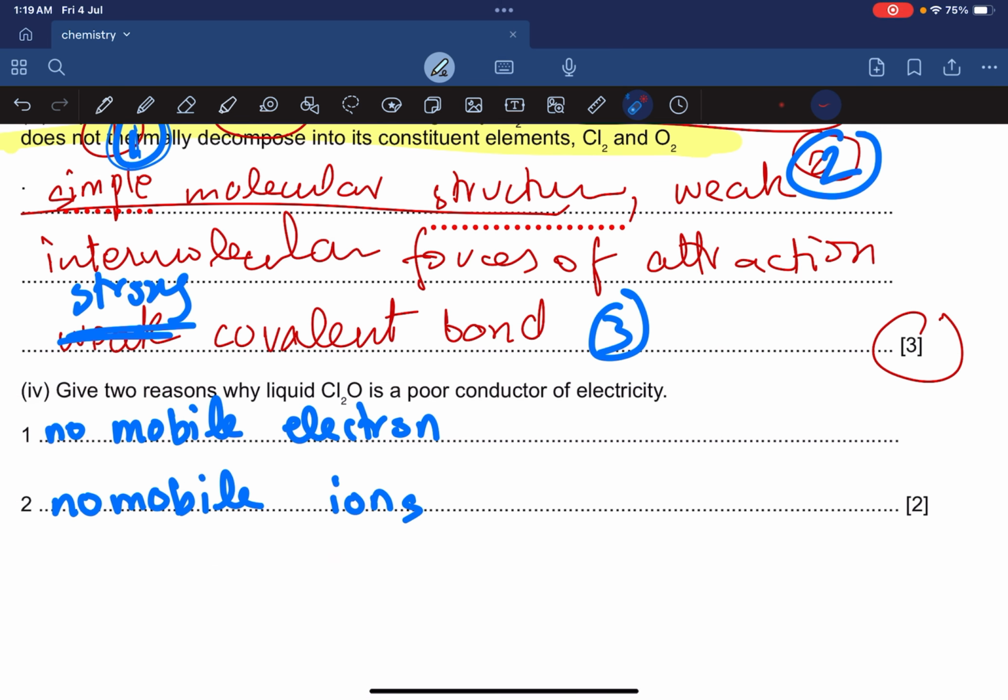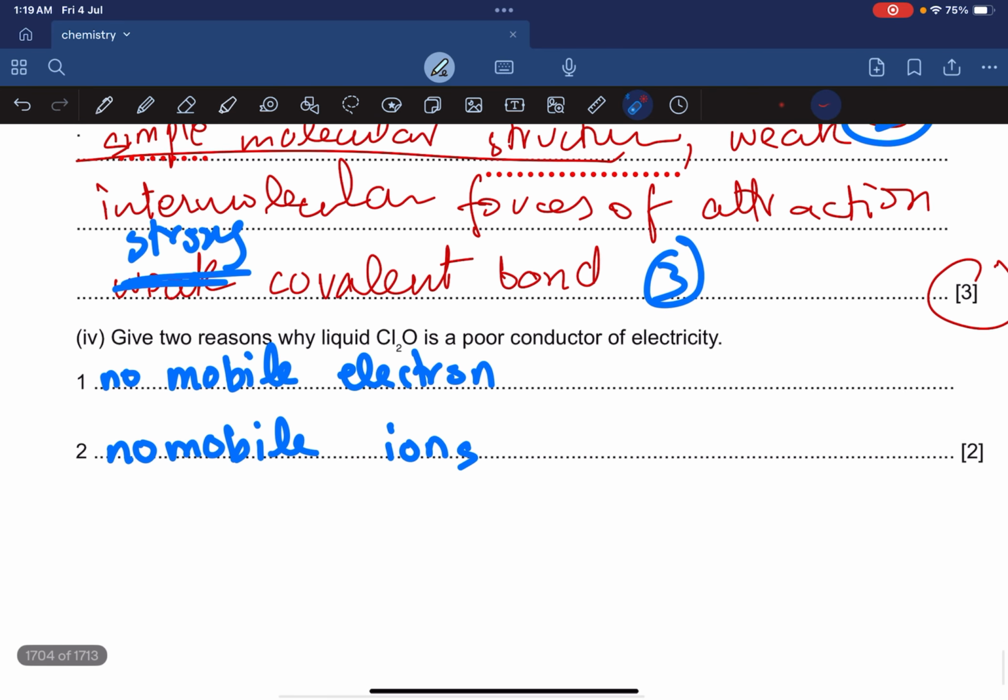That is why it is a poor conductor. So these are the only 2 reasons that I can think of. I hope you get it. Moving on to the next question.